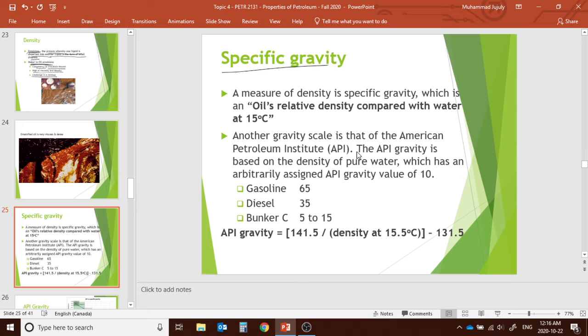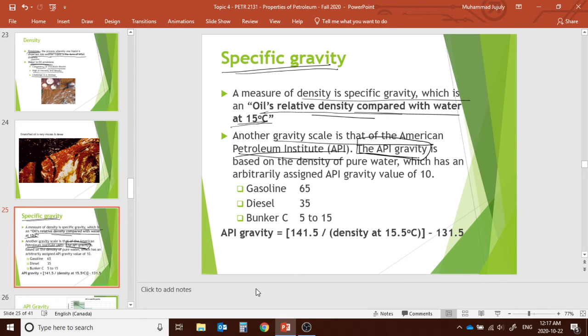Specific gravity. Now, specific gravity is a way of expressing the density. A measure of density is the specific gravity, which is the oil's relative density compared with the water at 15 degrees Celsius. Now API developed a special scale to measure the specific gravity. So that's what we call API gravity. It's a different type of scale. How does the scale actually work?